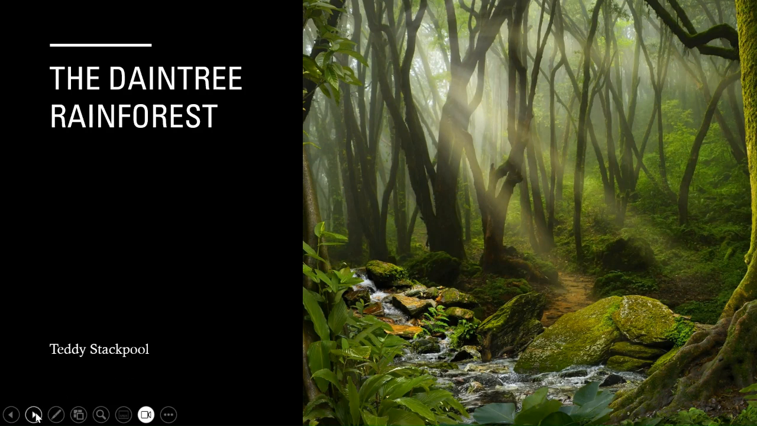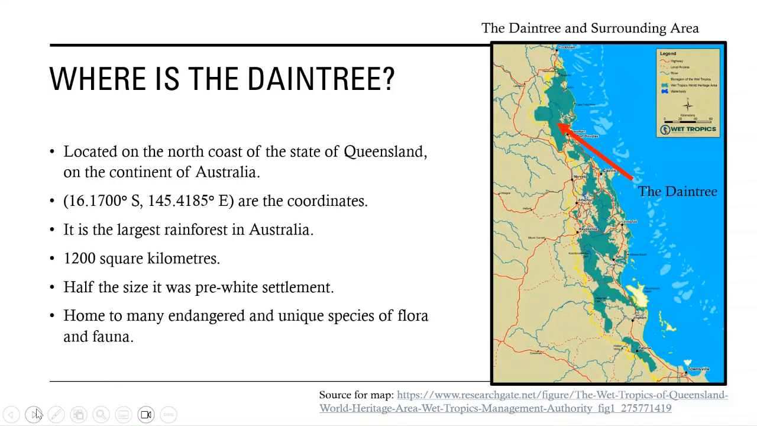The Daintree rainforest is located on the east coast of Australia, north of Cairns by 120 kilometres, a 2 hour drive by car, coordinates of 16.17 south, 145.41 east. It's one of the oldest rainforests in the world, the largest rainforest in Australia.